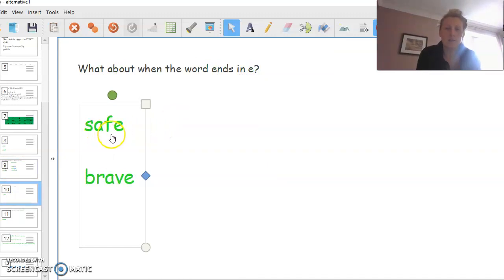I say safe, you say. I say brave, you say. What do we think needs to happen here? We've already done it before, but have a think now what you think needs to happen to both of these words when we add the EST and the ER suffix. What do we think needs to happen to these words? Well done.